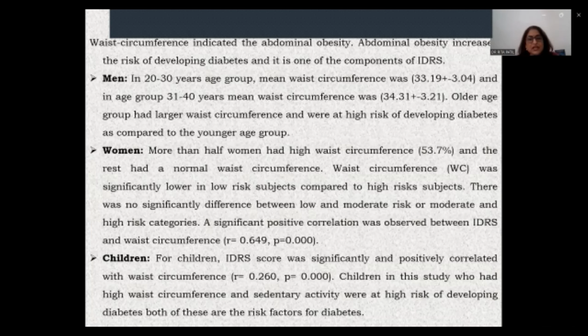For children, the IDRS score was significantly and positively correlated with waist circumference, indicating that if waist circumference increased, the children may be more prone to diabetes. Children in this study who had a higher waist circumference and sedentary activity were at a high risk of developing diabetes. Both of these are risk factors for diabetes.